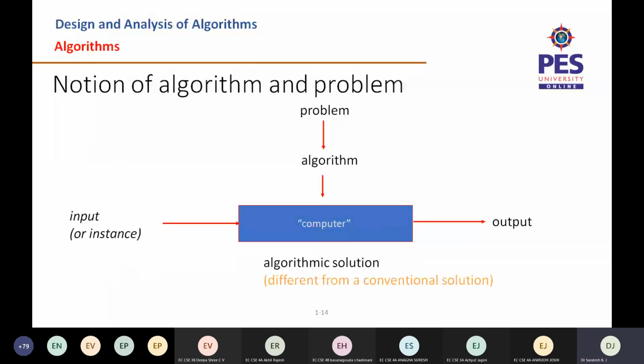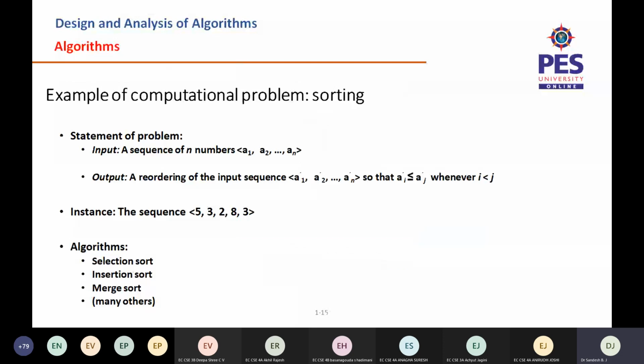So, the notion of an algorithm and a problem: an input, or we can say an instance of an input, is fed into the computer to get the output. One such example of a computational problem is the sorting problem. Statement of the problem: you will have an input, a sequence of n numbers, a1 to an.